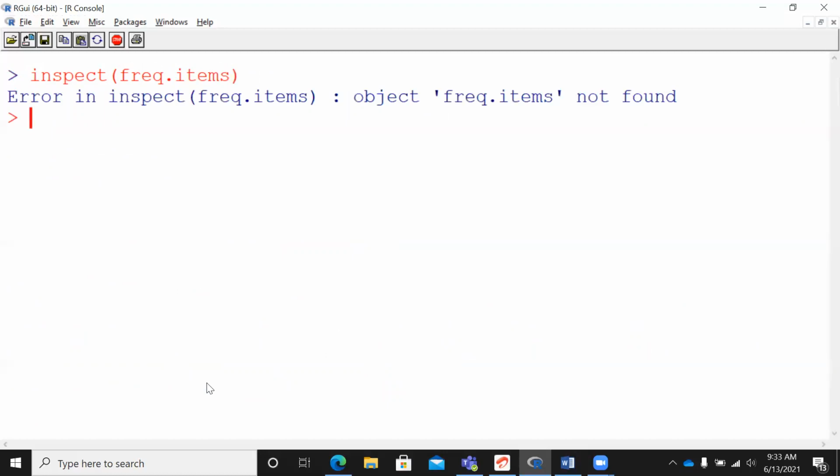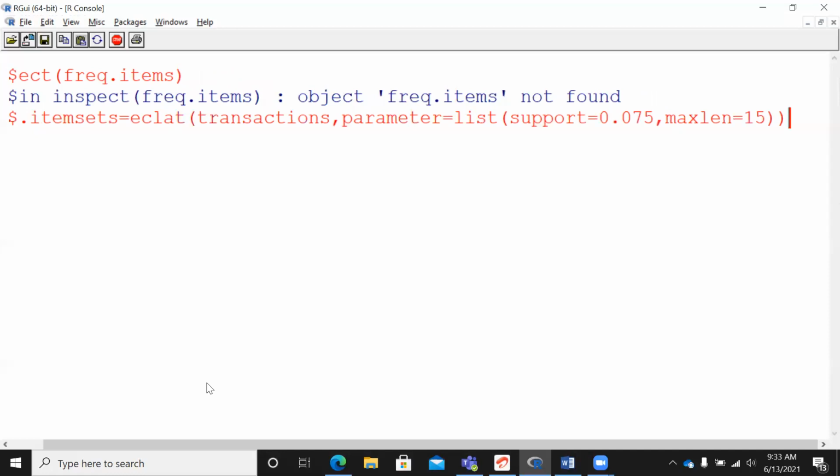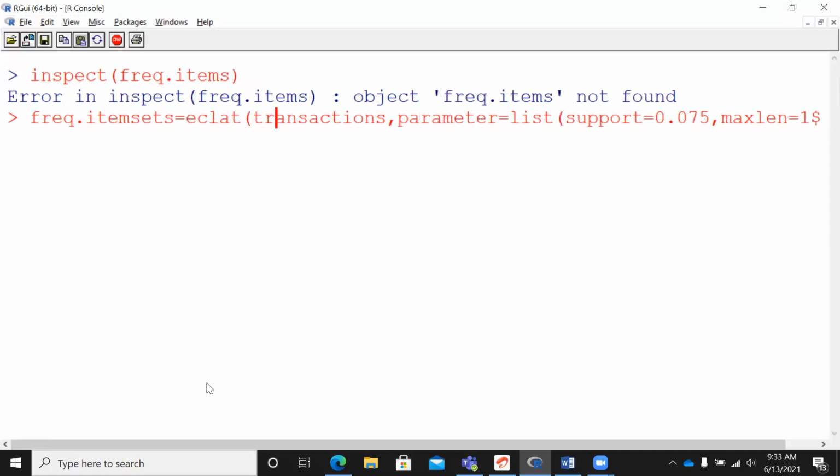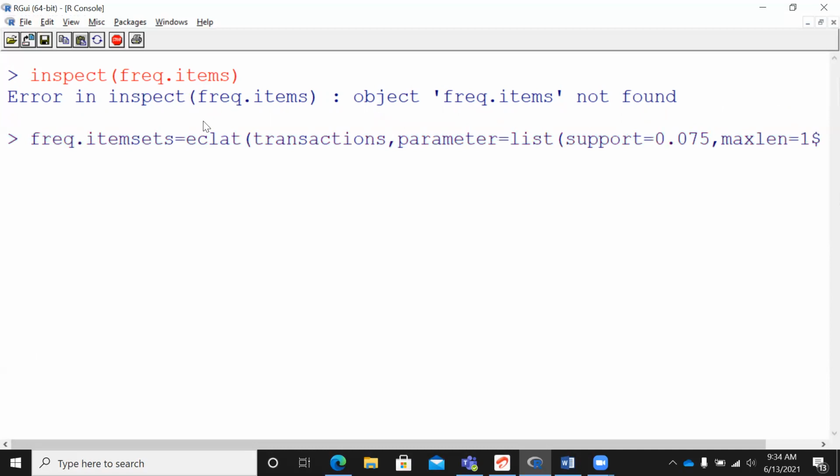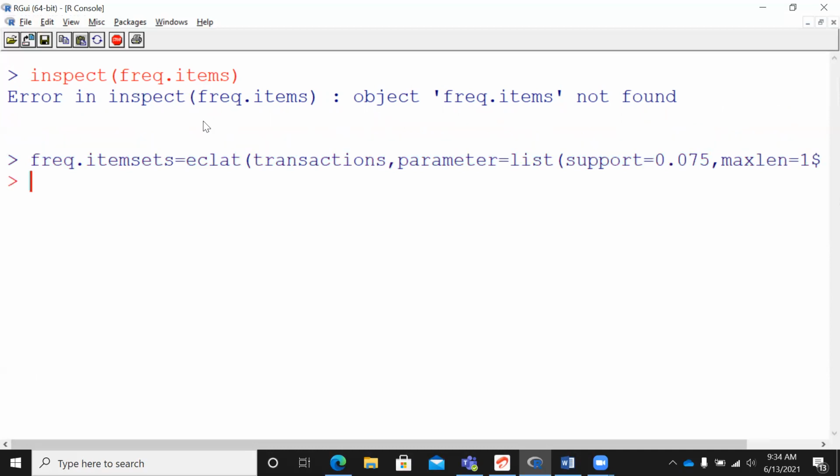So there is a spelling mistake. Looks like I've not declared the object name correctly. It is frequent item sets. If you see here, I had created the object called frequent item sets, but here I'm providing frequent items, which is wrong, and therefore R is not able to understand. Fine. Let me just go ahead and change this.